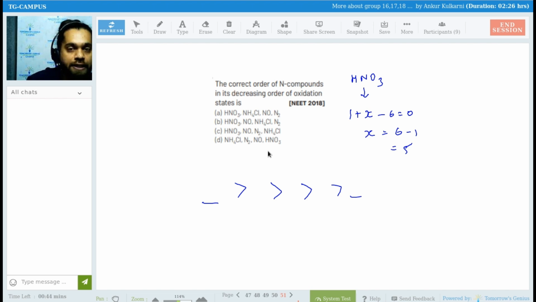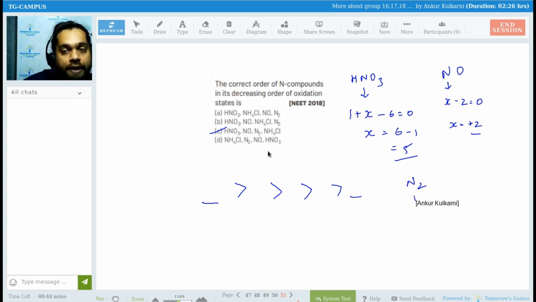Correct? Then we have NH4Cl, but okay, let us solve C. You have given the answer as C. What will it be for NO? X minus 2 is equal to 0, so X is equal to plus 2. So plus 5, plus 2. Then we have N2. N2 is diatomic, so obviously it will be 0. If you ever get confused why it is 0, we are finding it for N and considering N as X. So 2X is equal to 0, so X is equal to 0. So N2 is 0.